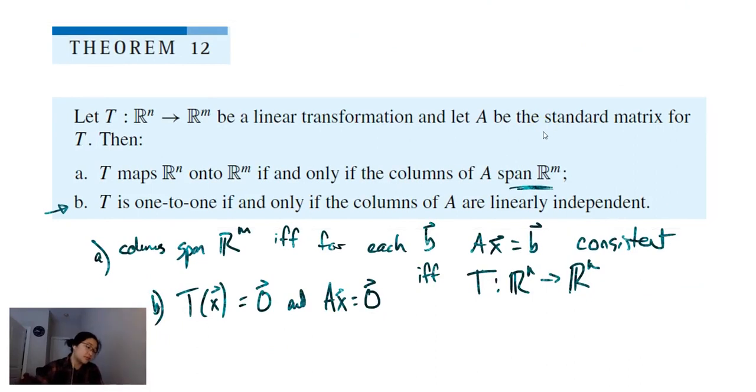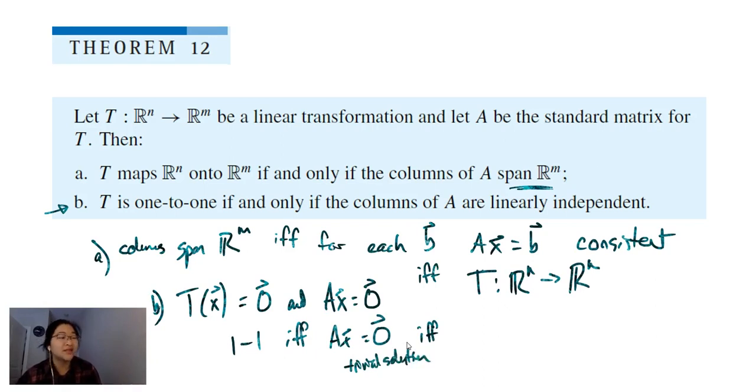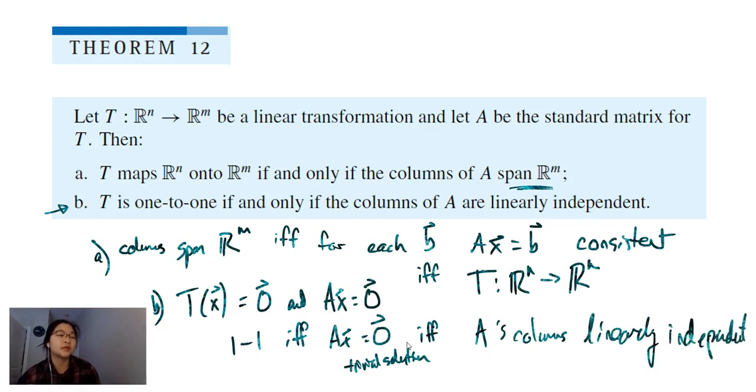So we have 1 to 1 if and only if Ax equals 0 has only the trivial solution, and that's only happening if A's columns are linearly independent. Because if we have linearly dependent columns, then we can have a non-trivial solution to give us Ax equals 0. But if we only have the trivial solution, then the columns of A are linearly independent.